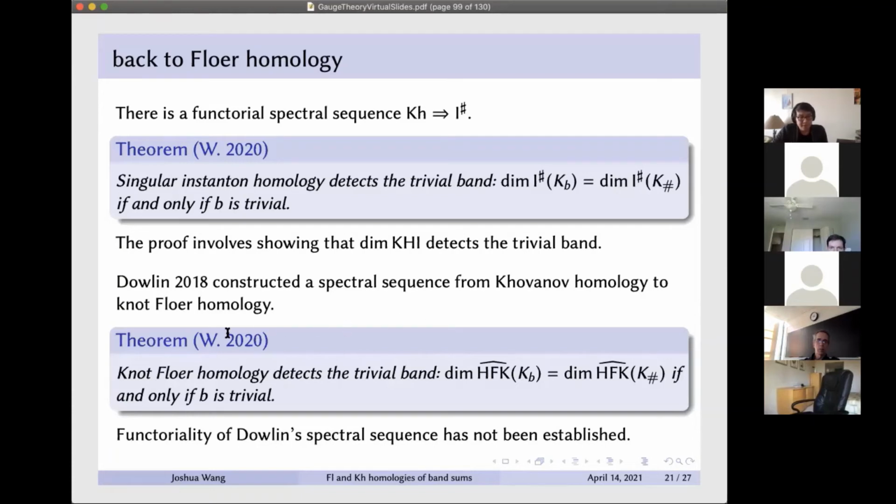Right. So I actually figured out how to prove this result for knot Floer homology a good while before I figured out how to do it for singular instanton homology. So I found myself in the situation that I could either try to prove functoriality of Dowlin's spectral sequence, or I could try to adapt my knot Floer argument to the instanton setting. And they both seemed challenging for me. But eventually I got it to work for instanton homology.